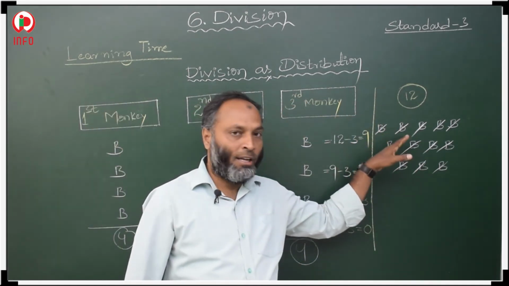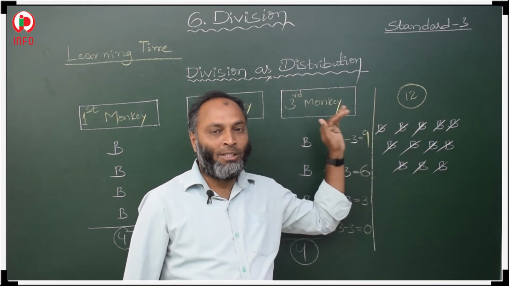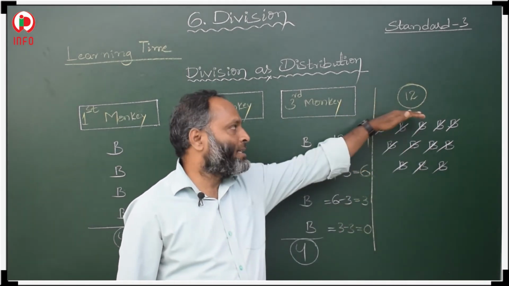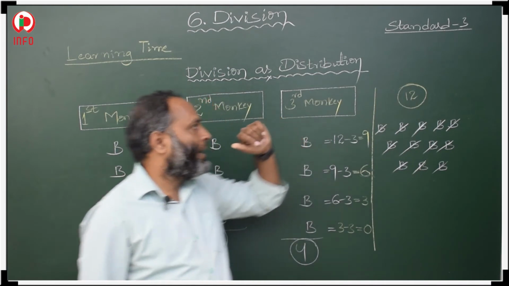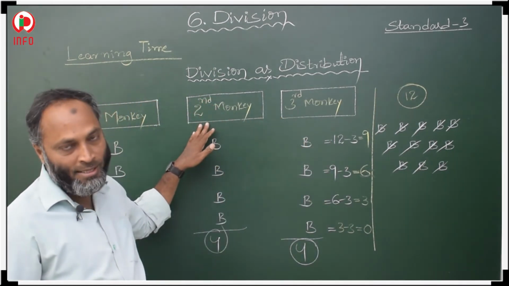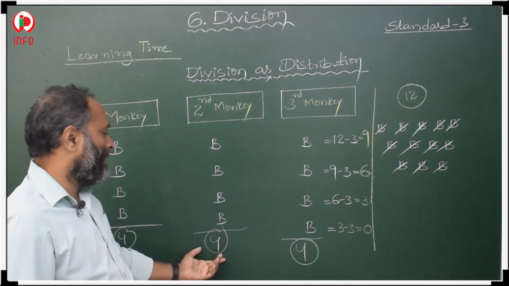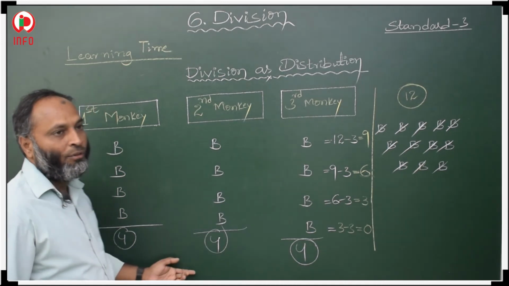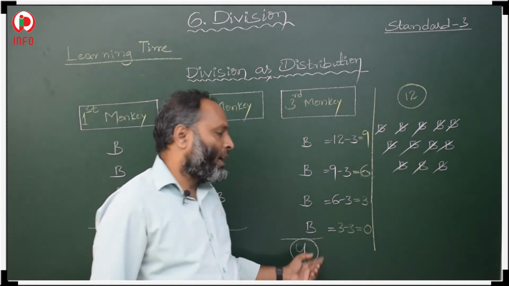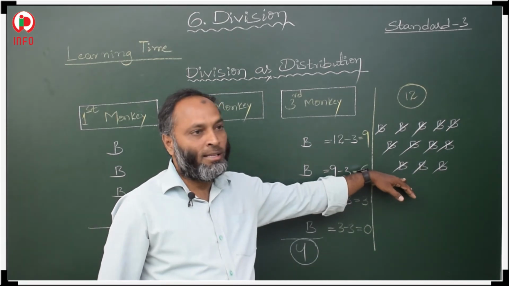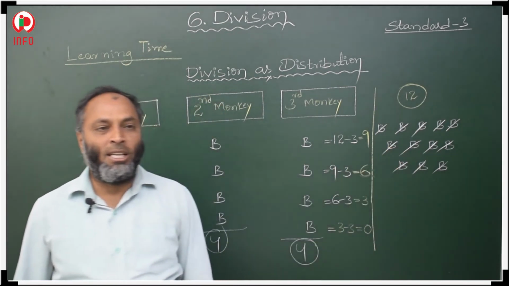So divisor, dividend, quotient and remainder. This is the dividend, this is the number of monkeys, the divisor, and the quotient is how many bananas each monkey got. So 4 bananas, this is the quotient. Remainder, no bananas left, so the remainder is 0.